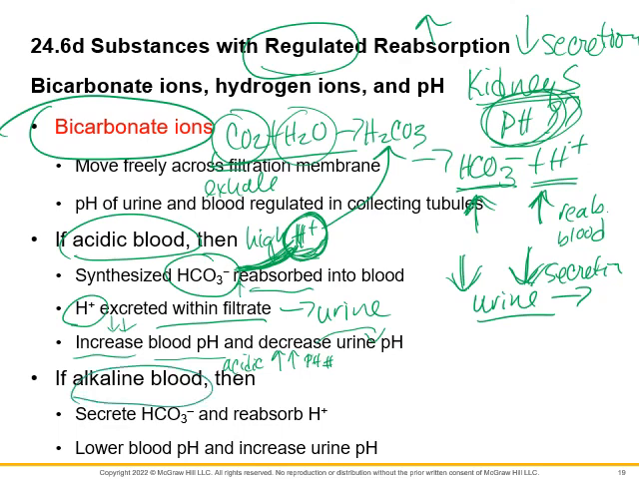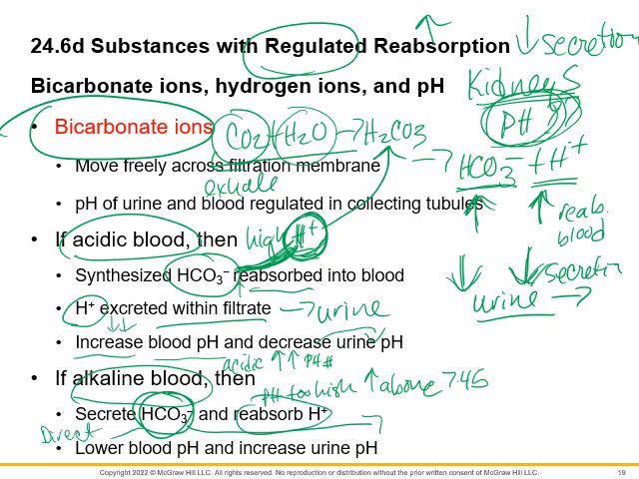For alkaline blood, what can we do? If we have alkaline blood, the pH is too high, right? It's above 7.45. We could either secrete bicarb, which makes your blood alkaline, so we could secrete that, get rid of it. That would be like the direct route.